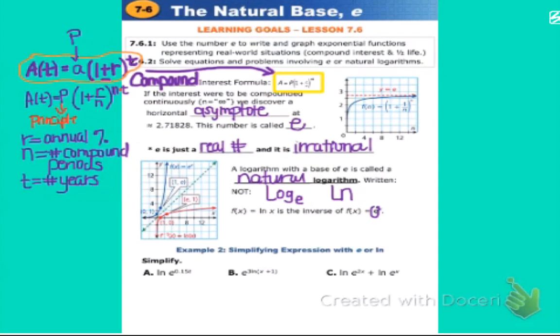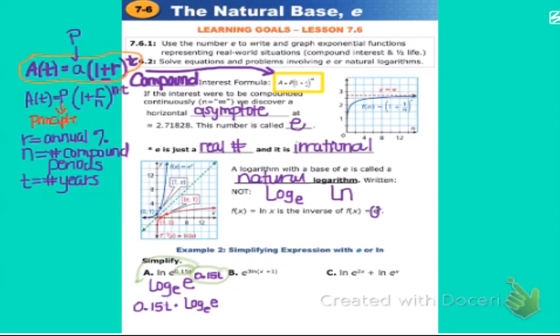So example A asks us to simplify the natural log of e raised to the 0.15t power. Well, if I think about writing this in the way I'm used to, it's a log base e of e to the 0.15t. That's what I'm thinking in my head. And I remember that there's this power rule that says I can bring that exponent down in front, so this becomes 0.15t times the ln of e, or the log base e of e.